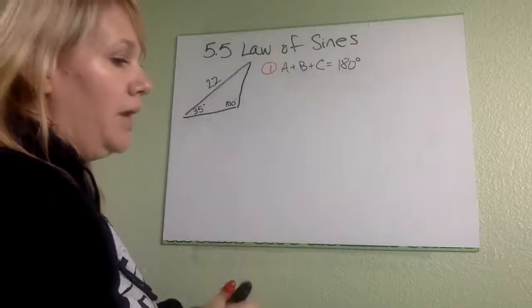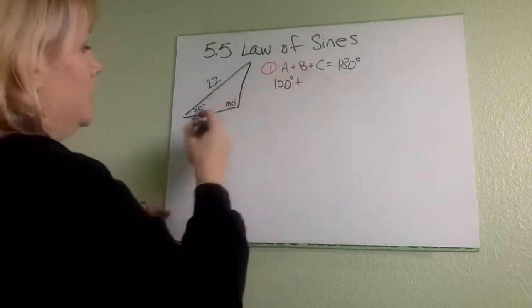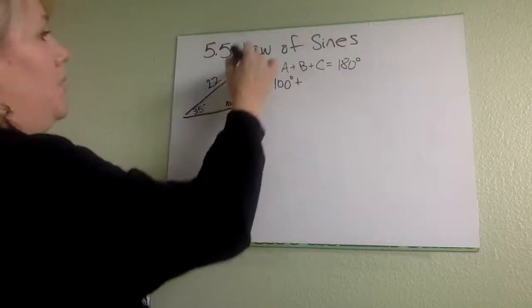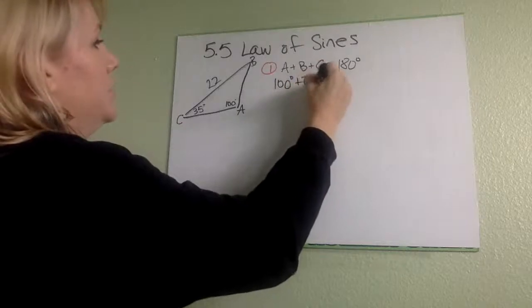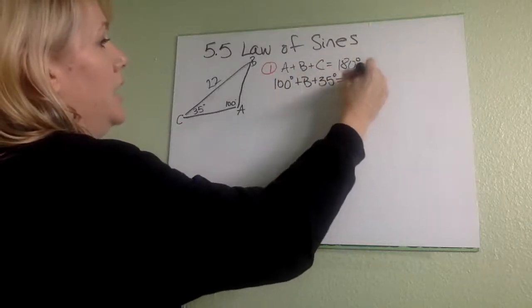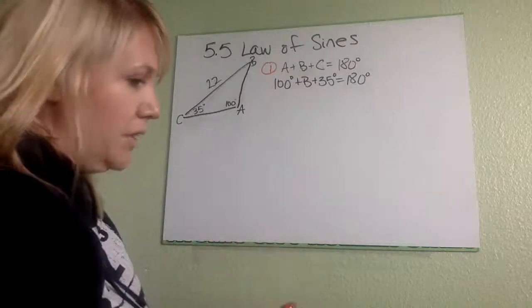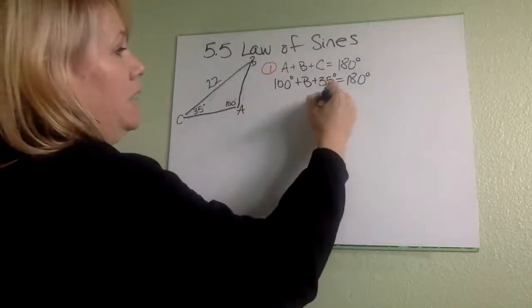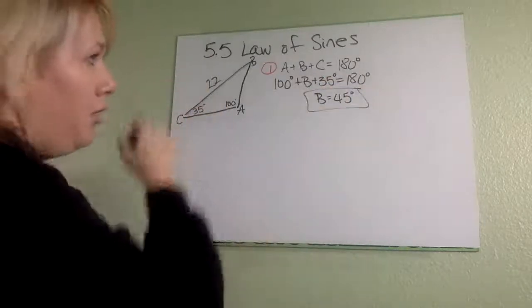So if we know that angle A is 100, and let's call this A here, B up here, C over there. We don't know B, but we know that C is 35 degrees. And that total has to equal 180. Let me just add or subtract, however you want to do that, to find that angle B is 45 degrees. So now we know all three angles.